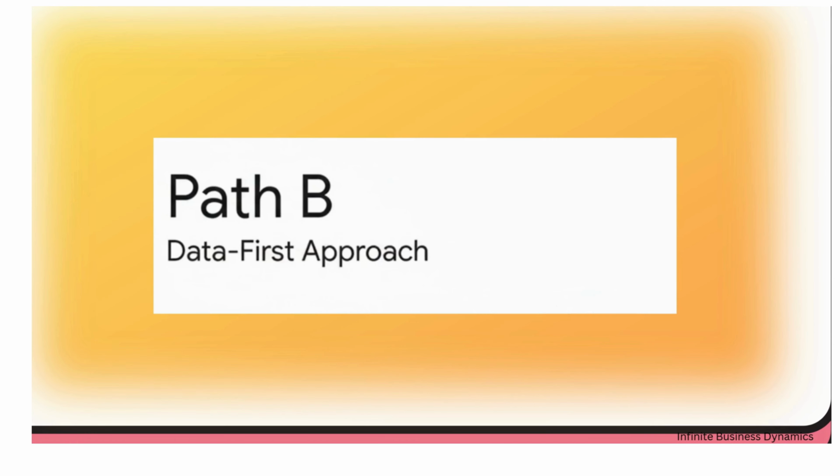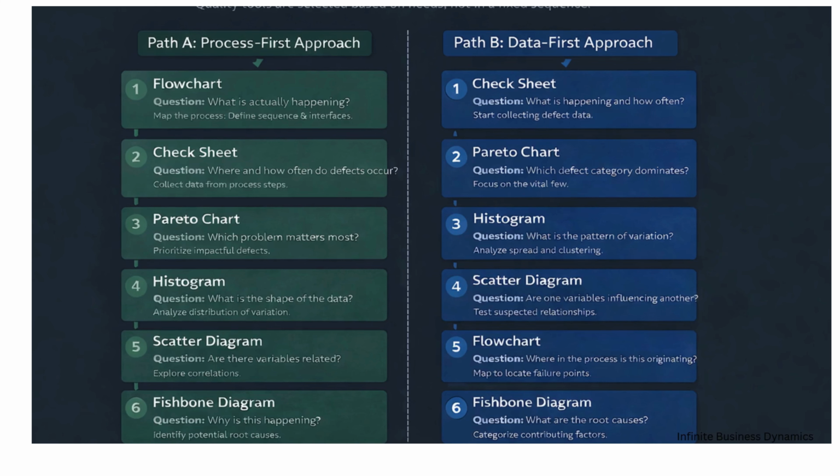But what if you don't start with a nice, clean process map? What if you're just starting with a customer complaint log or a list of machine errors? That is exactly when you take Path B. Okay, now we're shifting our focus over to the blue path. This time, our journey doesn't begin with a process map. It begins with the raw numbers, the cold, hard data of the problem itself.